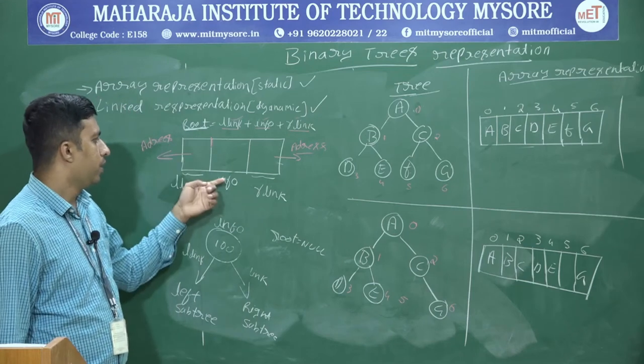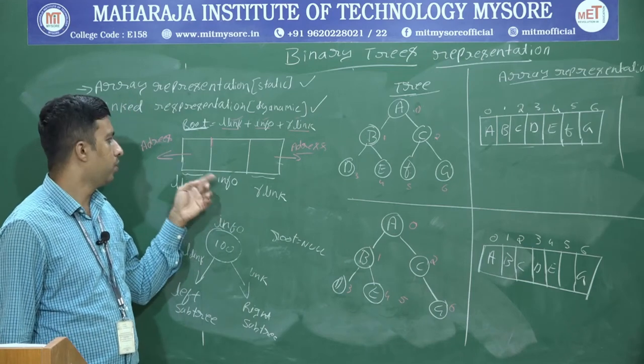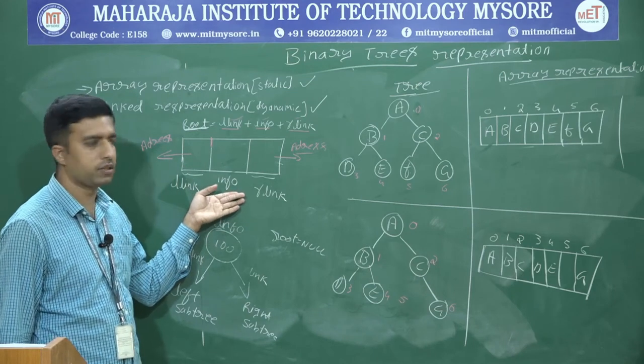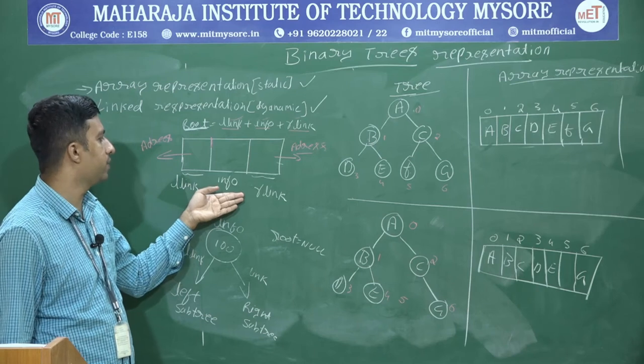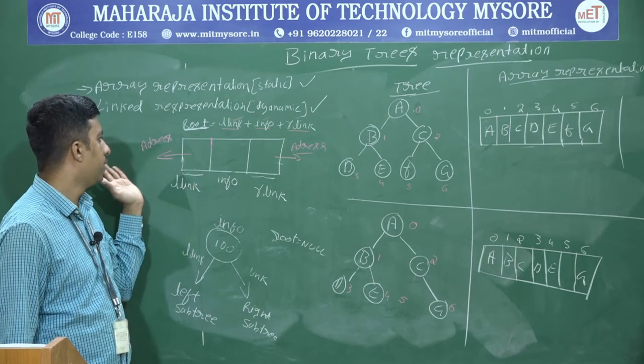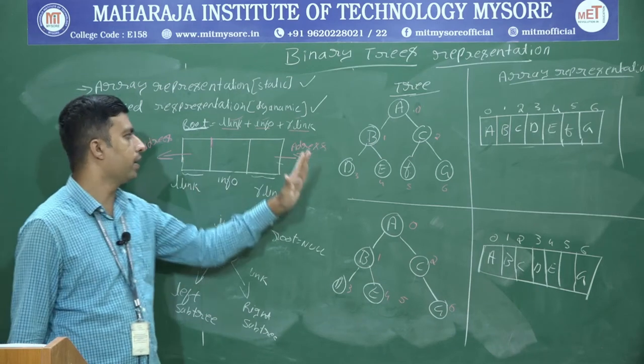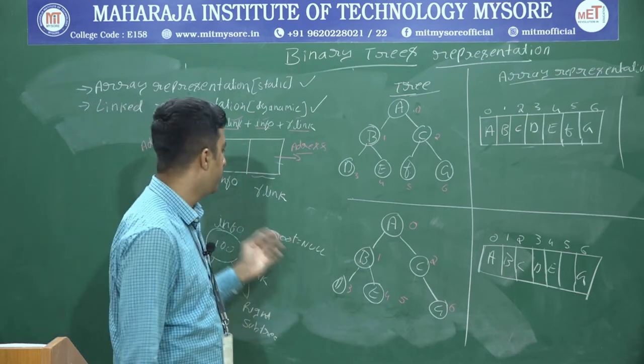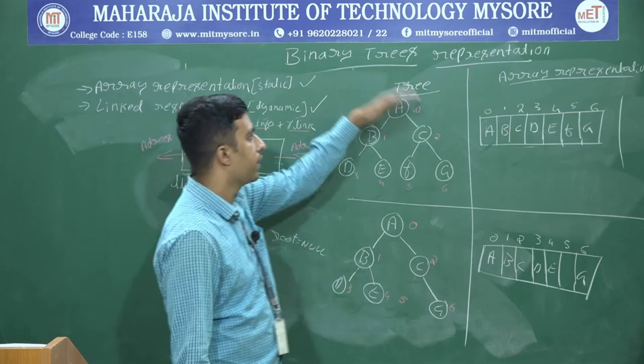Here, a doubly linked list is used for the representation. The left link gives the information of the left subtree, the right link gives the information of the right subtree, and info holds the information of the root.